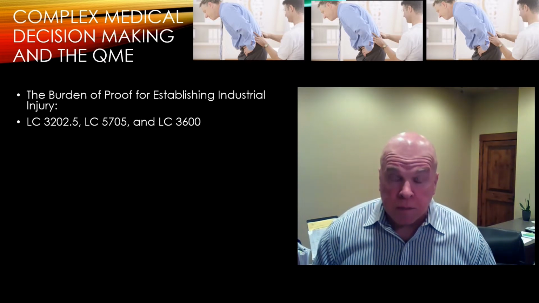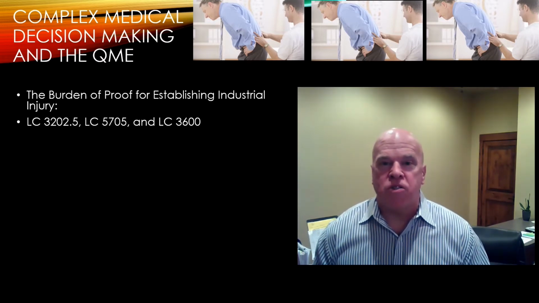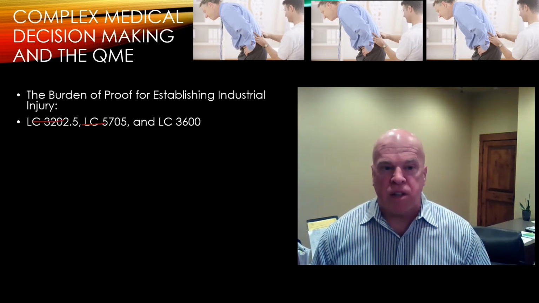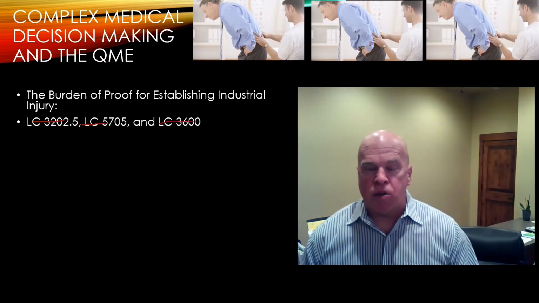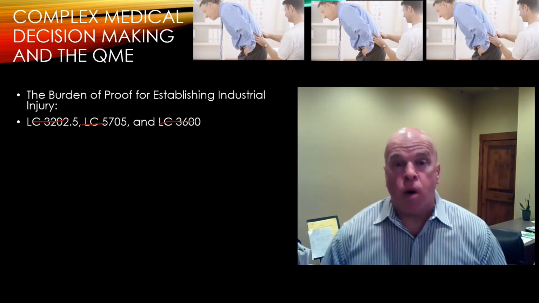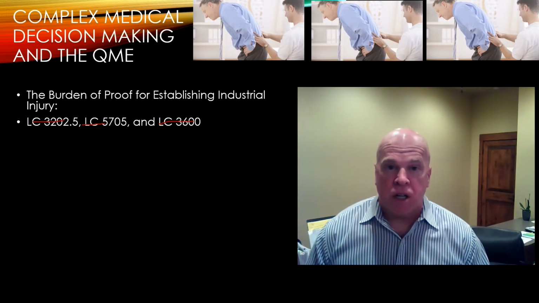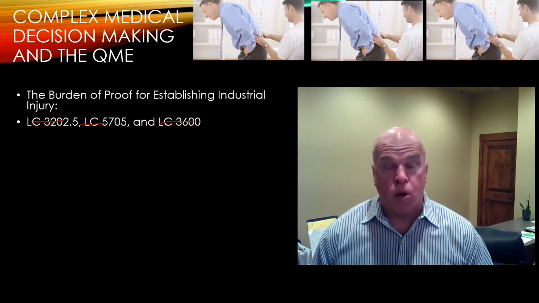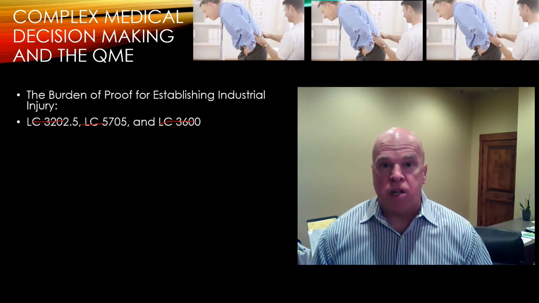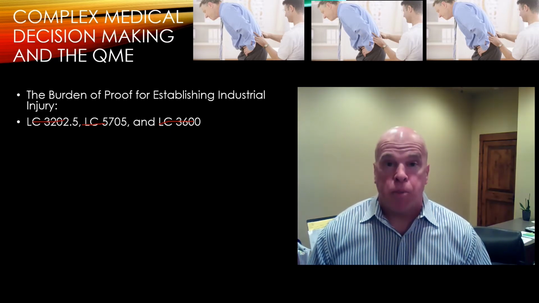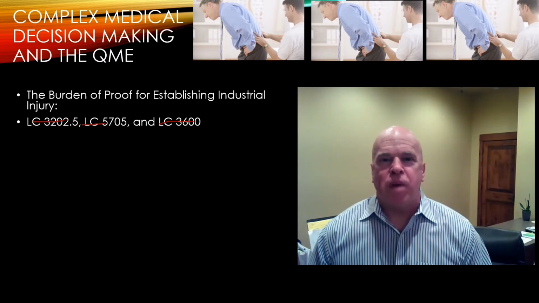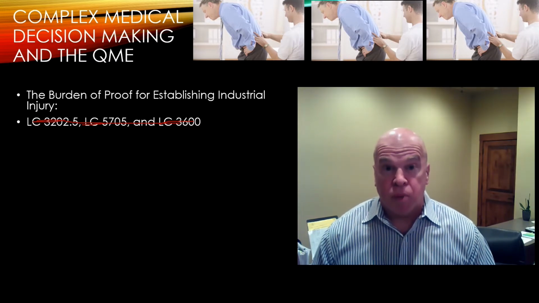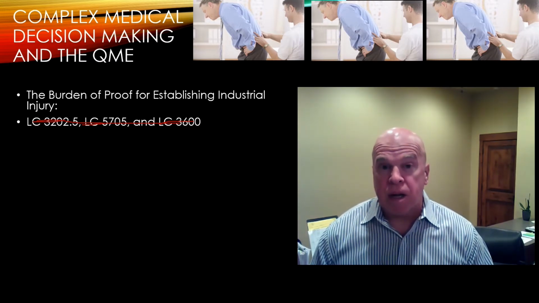And the law, and in this case it's actually 3 laws, Labor Code 3202.5, Labor Code 5705, and Labor Code 3600, clearly and squarely place the burden of proof for establishing industrial injury squarely upon the shoulders of the injured worker, the employee. The person claiming industrial injury has the burden of proof for establishing and proving industrial injury. So imagine that you're a claims administrator and you know that these 3 laws place the burden of proof on the employee claiming industrial injury.